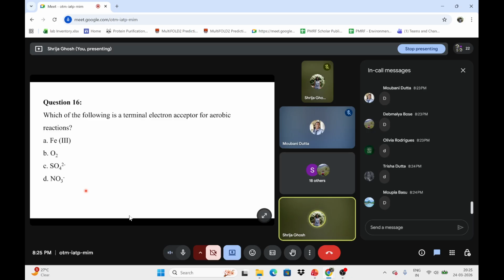Let's move to the next question. Which of the following is a terminal electron acceptor for aerobic reactions? Again, something we have already discussed. Option A, Fe3+, option B, O2, option C, SO4 2-, and option D, NO3-.